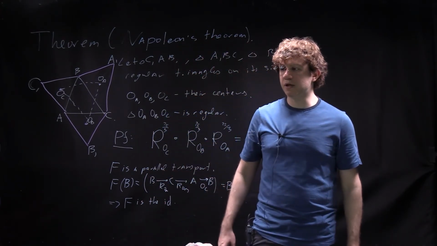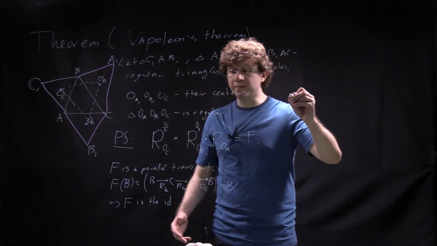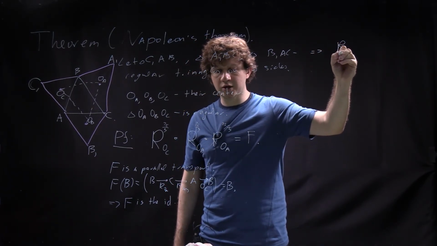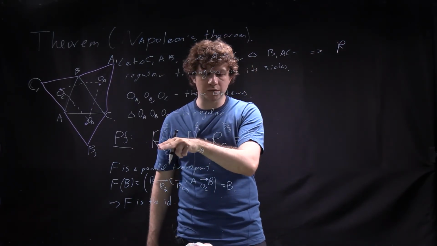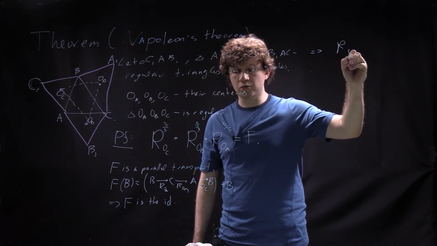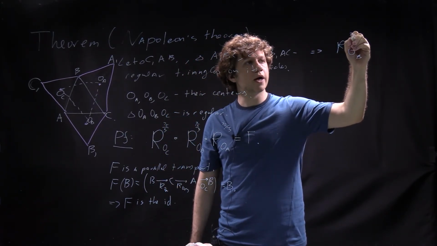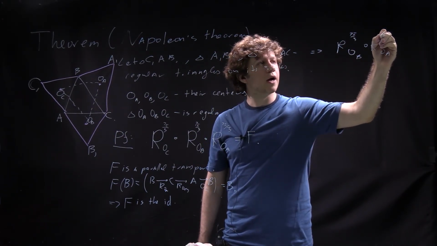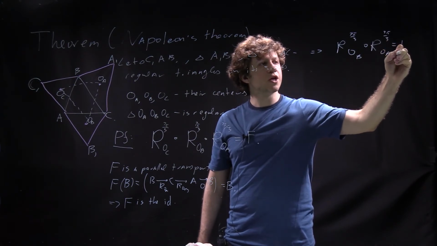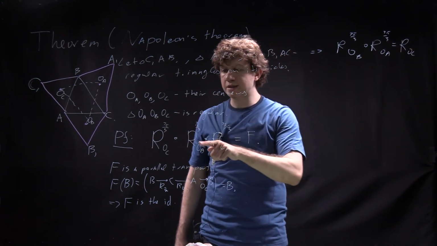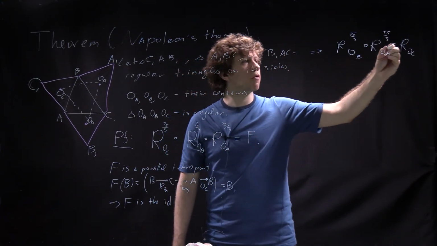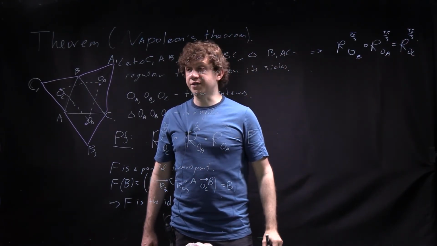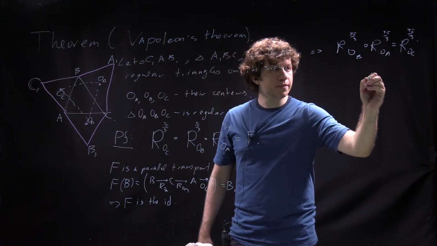So actually F does nothing, and so I have computed a composition, so I can multiply by the inverse from the left, and so what it means is that rotation OB by 2 pi over 3 composed with rotation OA by 2 pi over 3 is a rotation OC, and the angle is minus 2 pi over 3, which is 4 pi over 3. That's the same thing. Perfect.